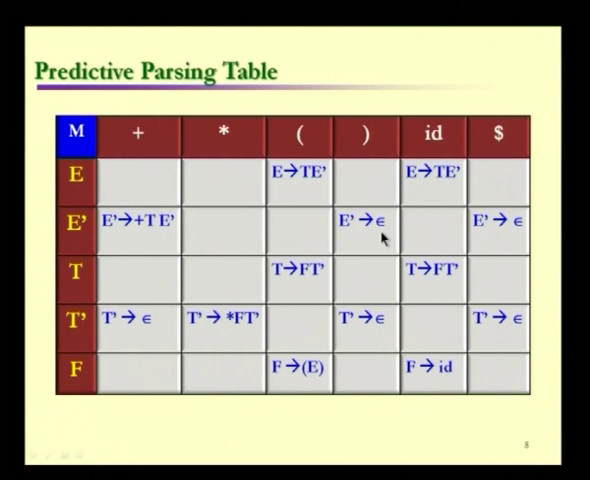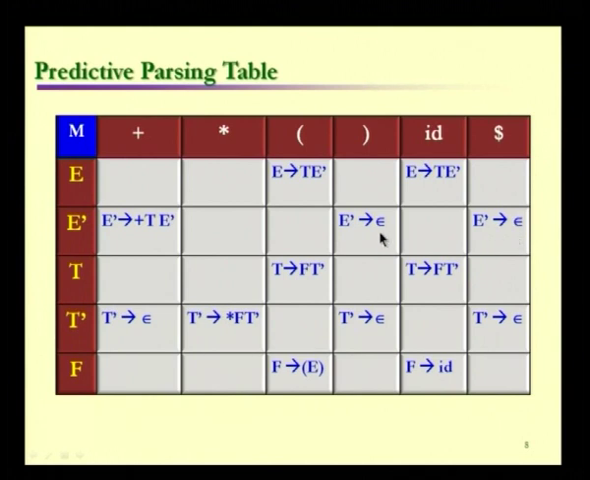The first one we can take is the E dash derives epsilon production. The right hand side has only epsilon, so what we should do here is compute the left hand side's follow set. The follow set of E dash is closing bracket and dollar. So you construct the entries E dash comma closing bracket, where you put the production E dash derives epsilon, and E dash comma dollar, where you write the entry E dash derives epsilon.